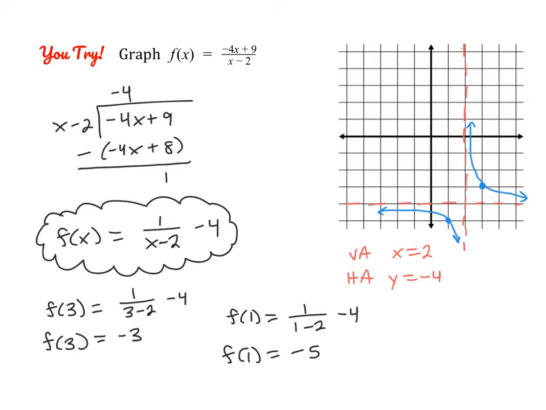So first check your long division. You should get negative 4 and then your remainder is 1 over x minus 2. So we can write it like this: 1 over x minus 2 minus 4. So this gives us a vertical asymptote at x equals 2, a horizontal asymptote at y equals negative 4, here and here. And then we can test a couple points to the right and left, and then we know, again, our graph will always follow along our asymptotes.